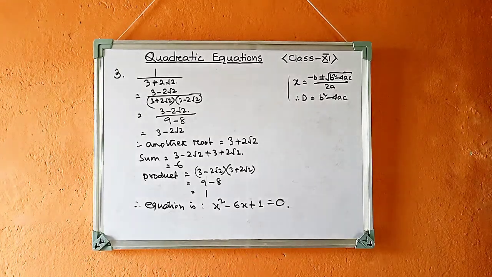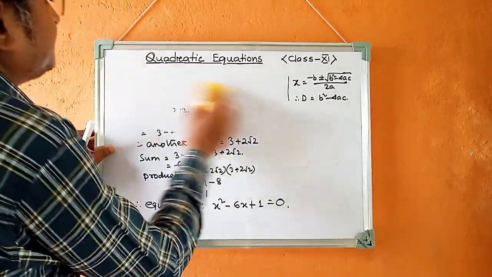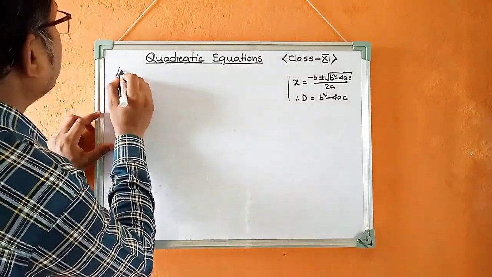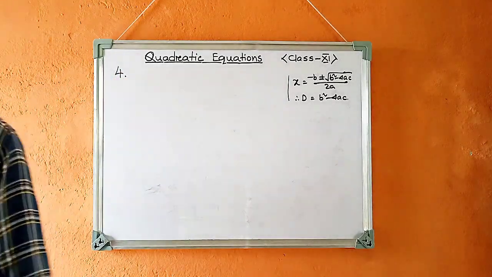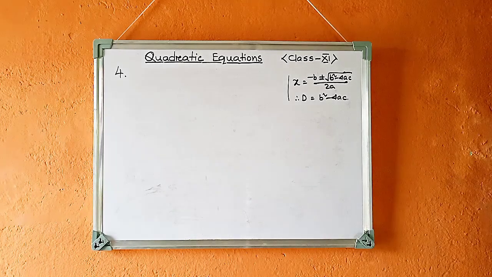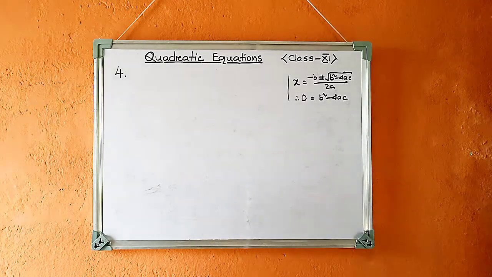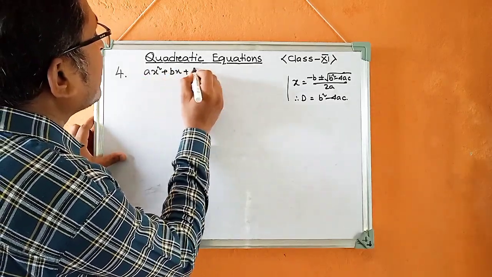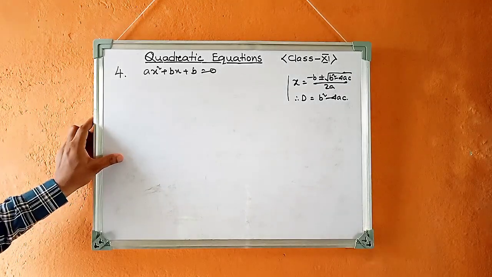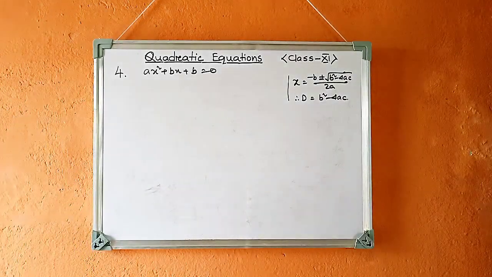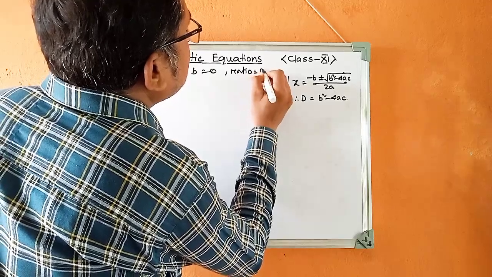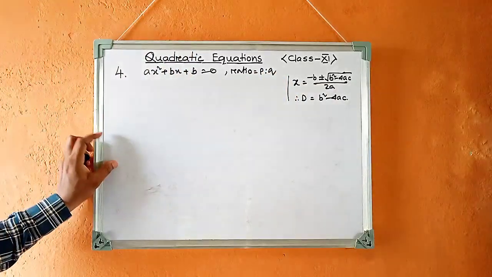Now come to the next one. Question number 4. Example number 4. See carefully. First of all, listen to the question. The question is, if the roots of the equation ax square plus bx plus b equal to 0 are in the ratio p is to q, two roots are in the ratio that is given, p is to q.